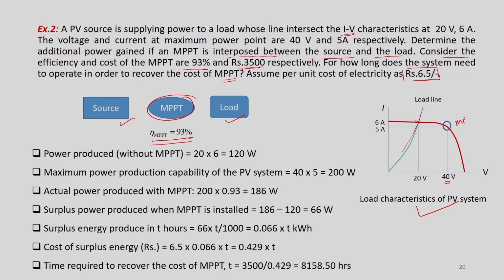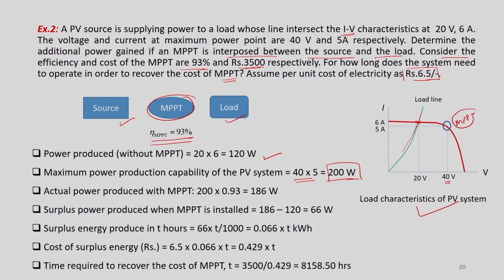So, this is MPPT. If no MPPT is there, this is the point. What happens: this 20 volt multiplied by 6 ampere will be 120 watt, right. And then the maximum power production capability of the PV system is how much? 40 into 5, so 40 volt and 5 ampere. So, it will be 200 watt, right.